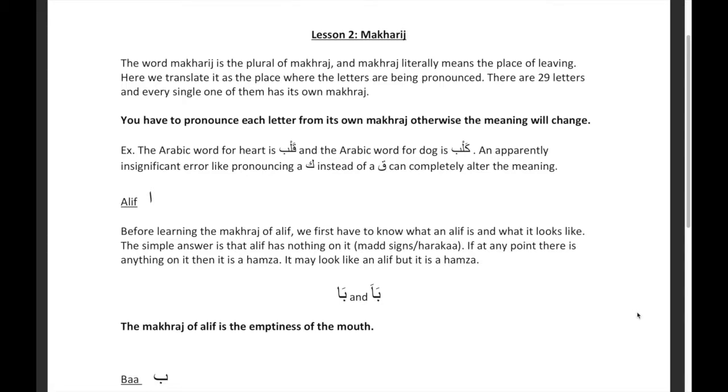Just to illustrate the importance of pronouncing each letter from its own makhraj, here's a small example. The Arabic word for heart is qalb, and the Arabic word for dog is kalb. Now this mistake seems very small and insignificant, however, it completely changes the meaning. You can see here, qalb means heart and kalb means dog.